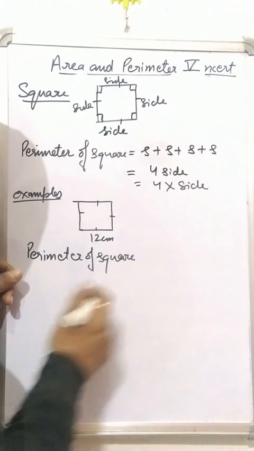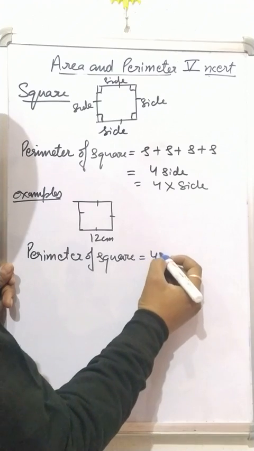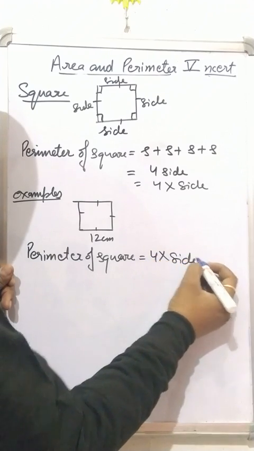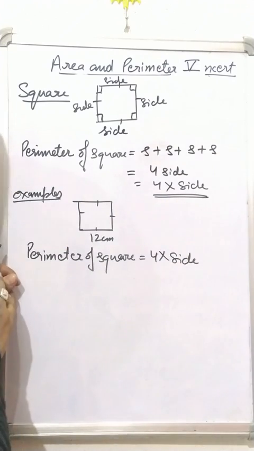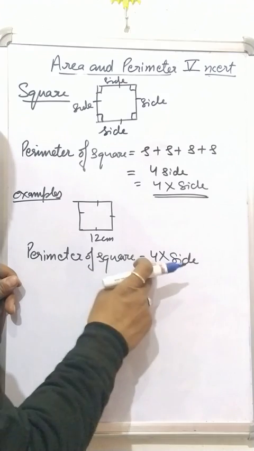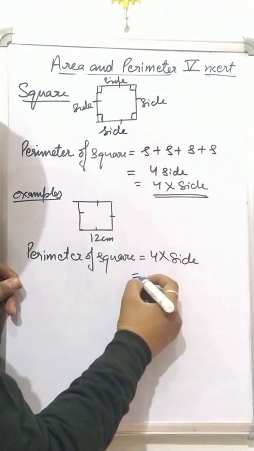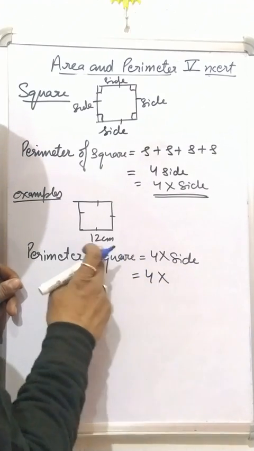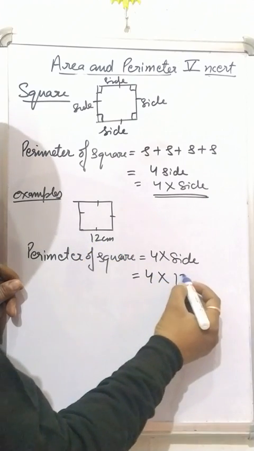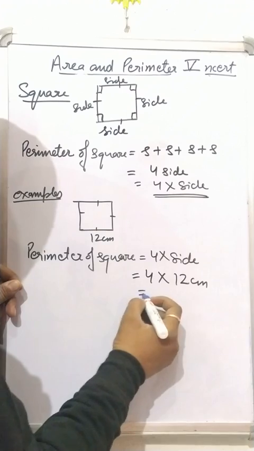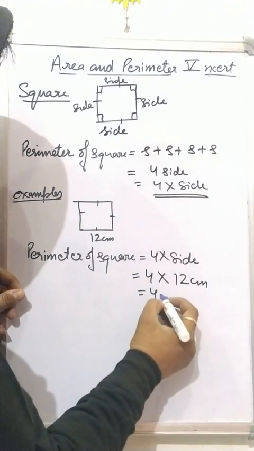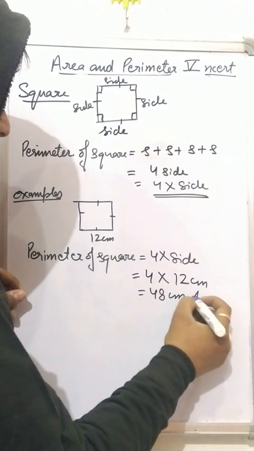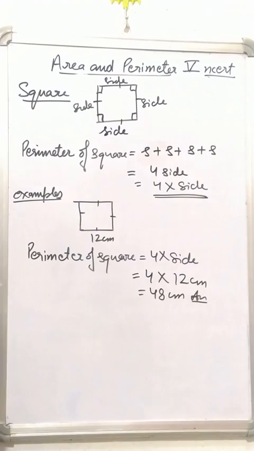Perimeter of square is equal to 4 into side. Look, this formula is given to you. Perimeter of square, 4 into side. So perimeter of square is 4 multiply side. The measurement of one side is given to you, 12 centimeter. So you write here 12 centimeter. Now 4 twelves are 48 centimeter. Your perimeter has come.